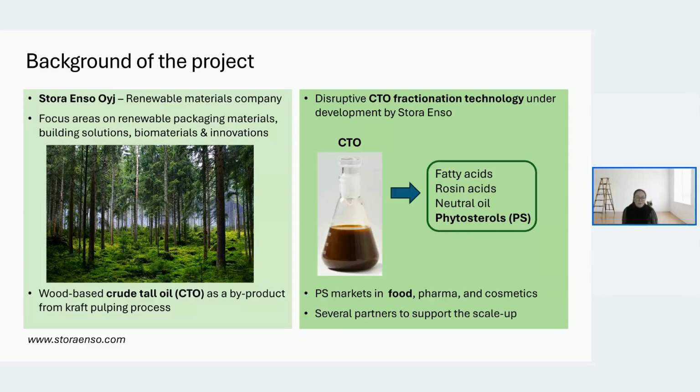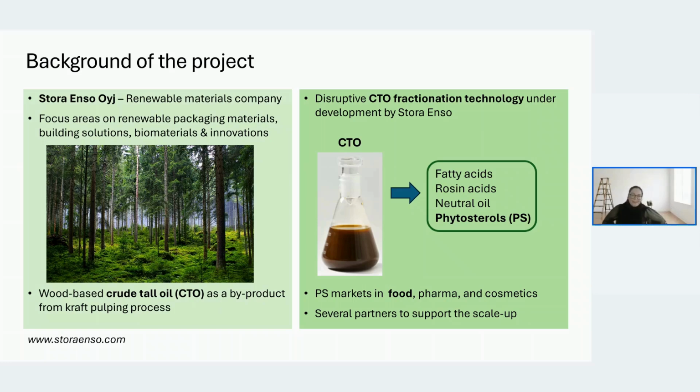Stora Enso is a renewable materials company and focuses on producing bio-based recyclable materials with a low carbon footprint, basically materials that can replace fossil-based materials. Focus areas overall are on packaging materials quite broadly, but also on building solutions and biomaterials and innovations.